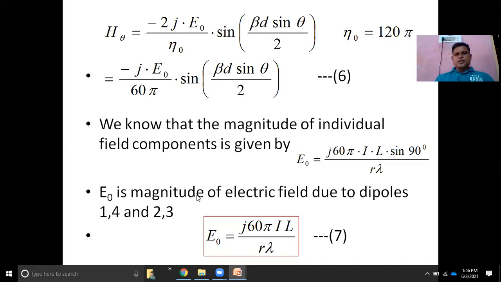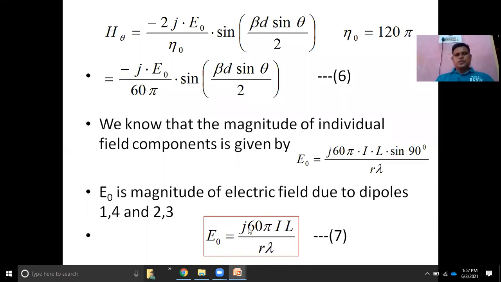Therefore, E naught is the magnitude of the field due to dipoles 1 and 3. You can write E naught is equal to sine 90 degrees, and here sine 90 is equal to 1. Therefore, J 60 pi I into L divided by R into lambda. This is the magnitude of the electric field component. You have to remember this one.